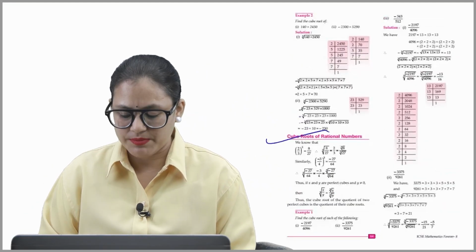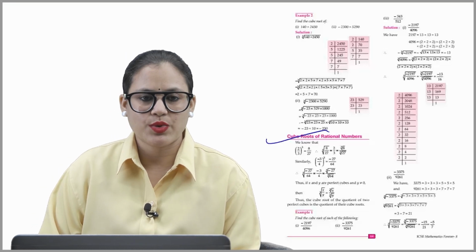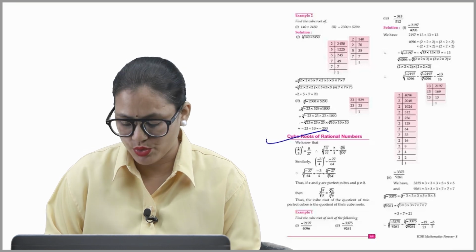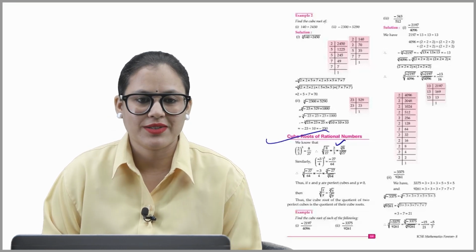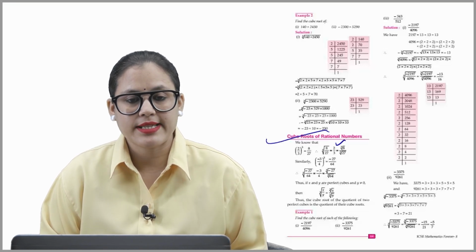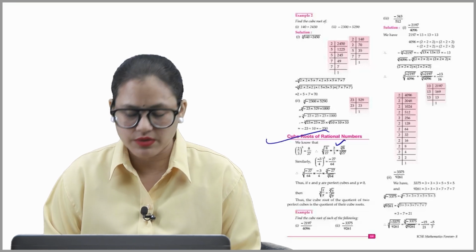Cube root of rational numbers. We know that 2 by 3 raised to the power 3 is equal to 8 by 27. Cube root of 8 by 27 is equal to 2 by 3, or you can also write cube root of 8 upon cube root of 27. Similarly, minus 3 by 4 raised to the power 3 is similar, but the difference is that we will put a negative here.